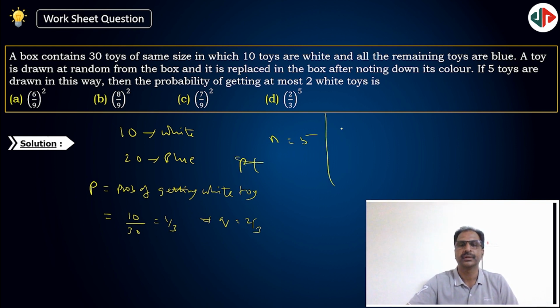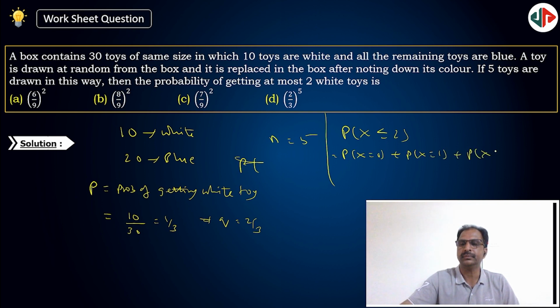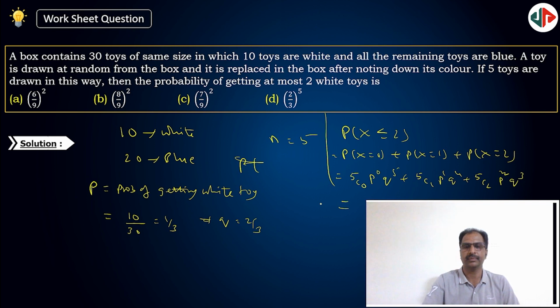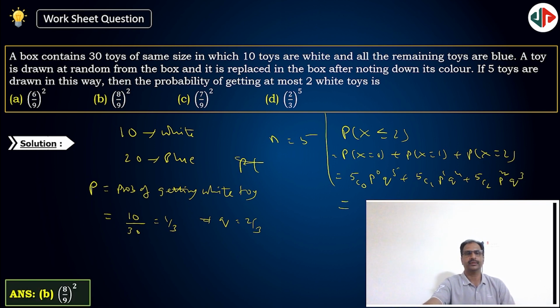And the question is, at most 2 means maximum 2, or 2 or less than that. So that is nothing but P of x is equal to 0, P of x is equal to 1, P of x is equal to 2. P of x is equal to 0, NC0, P power 0, Q power 5, NC1, P power 1, Q power 4, 5C2, P square, Q cube. Now everything is known, substitute the values and simplify it. The answer will be 8 by 9 also.